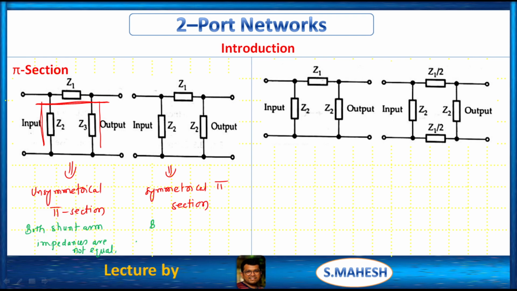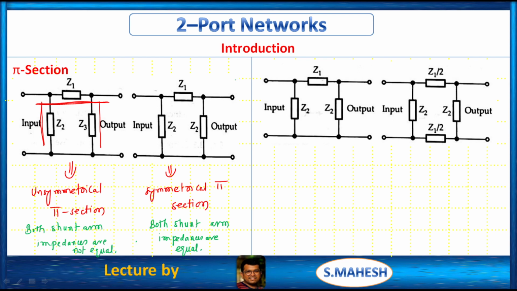In this case, both shunt arm impedances are equal. That's it. This is unsymmetrical and symmetrical pi section.